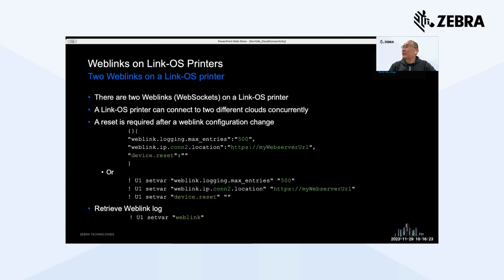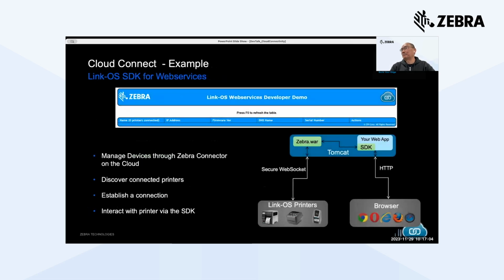Once you have the printer configured for the WebSocket, you would initiate a reset command to restart the printer. Once the printer restarted, you can also use the SGD command to retrieve the log. That is a very helpful tool to retrieve the WebLink log so that you can debug in which stage the connection may have failed, such as whether it's in the handshake, whether the RTC is off, or whether the certificate is embedded, etc., by using the WebLink log SGD to retrieve the WebLink log.